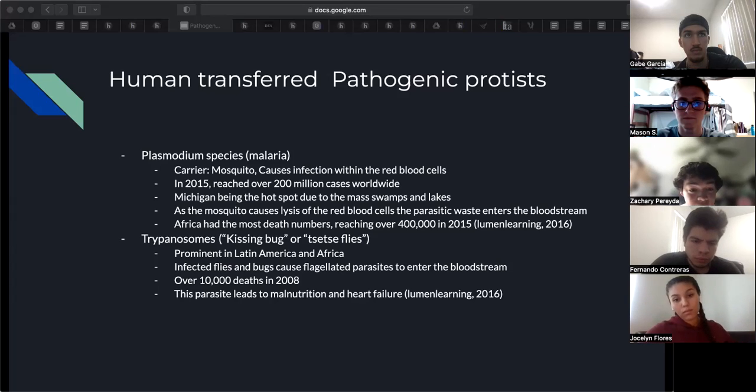Next, we have trypanosomes, either known as the kissing bug or the tsetse fly. Prominent in Latin America and Africa, infected flies and bugs cause flagellated parasites to enter the bloodstream. Over 10,000 deaths in 2008, and this parasite leads to malnutrition and heart failure.